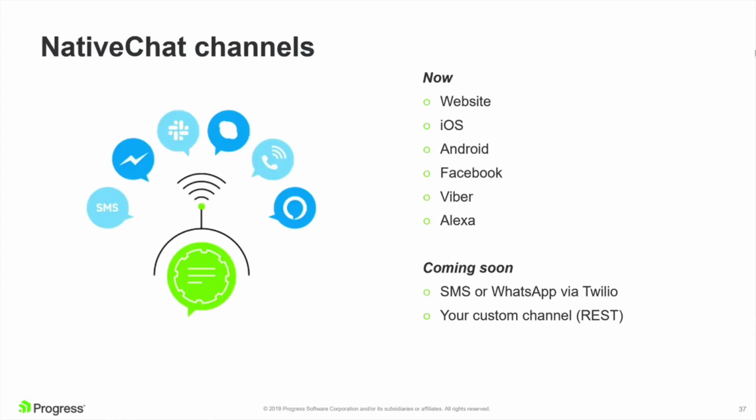Next is a list of channels that Native Chat provides built-in support for. Currently, Native Chat supports web, both iOS and Android mobile apps, Facebook Messenger, Viber, and Alexa. We have some beta channels that we are working on, and we are actively gathering customer feedback on whether those are a good fit for customers. One of those beta channels is Twilio. Twilio gives customers the opportunity to deploy SMS or WhatsApp chatbots.